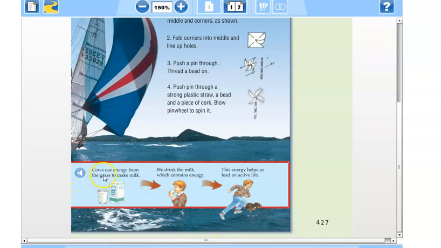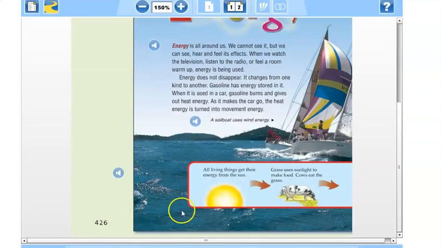Then our flow chart moves on. Cows use energy from the grass to make milk. They eat the grass, that provides them energy. That energy helps them to make milk. Then our flow chart continues on. We drink the milk, which then contains energy for the human being. And then your body, this energy helps us lead an active life. So then we drink the milk that has energy, and that gives us energy to be active and to move around. And it all starts with the sun, which is pretty cool.